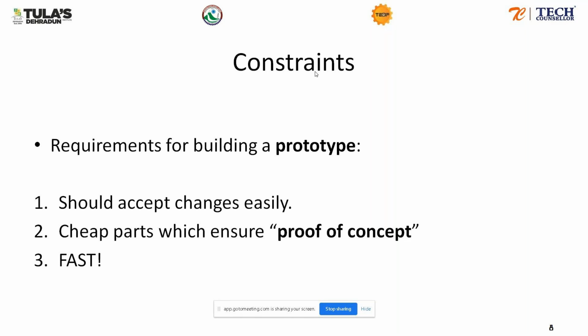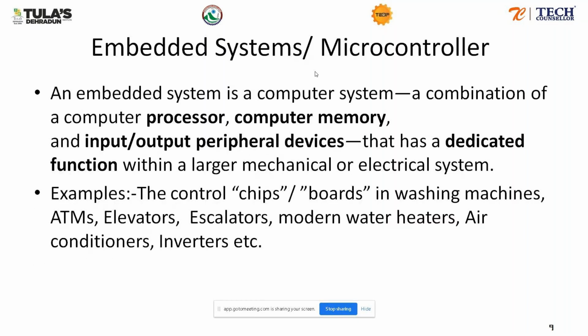And third thing is, you have to be fast with it. So if you have two options and one is faster, you always go with the faster option, because if we just talk about that particular project, it's running at a loss because the company is not earning anything over it. So a prototype should be able to accept changes easily, use cheap parts, not very expensive hardware, and third is fast, because all we need to do with a prototype is to prove a concept, that yes, it is possible.